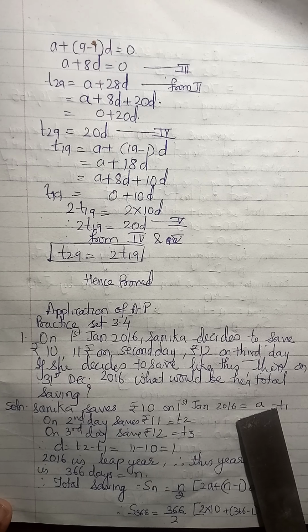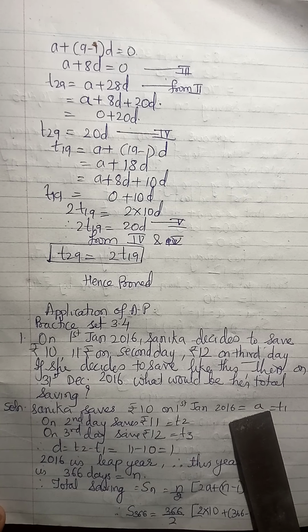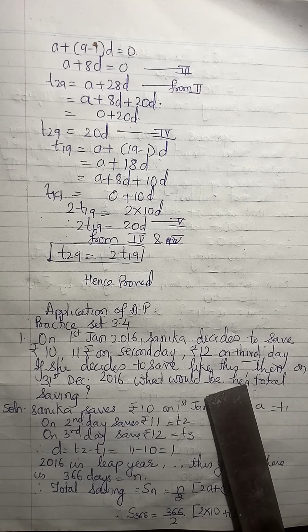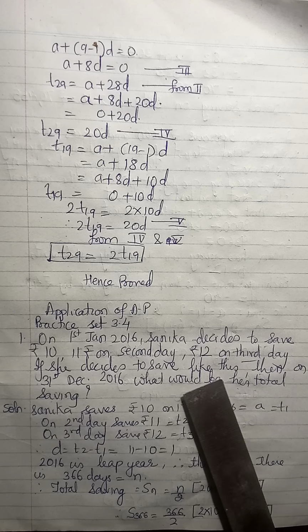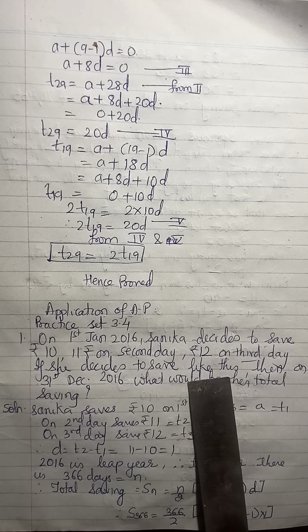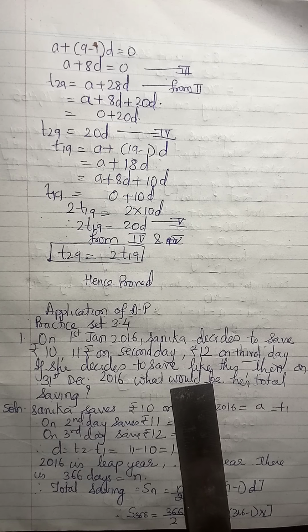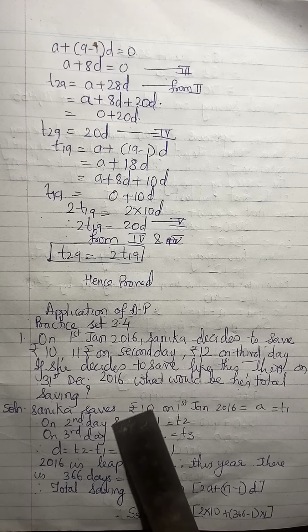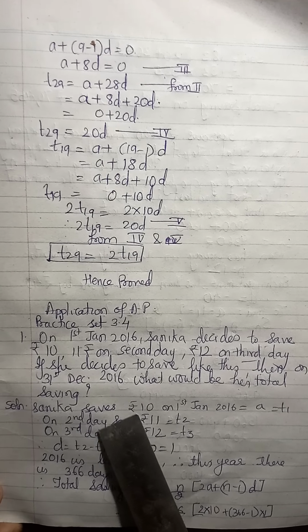That is, we have to find out SN, meaning after 1 year. Now 2016 implies what? Leap year. Leap year means February has 29 days. So if February has 29 days, how many days does the whole year have? 366 days. So we have n as 366 because it is a leap year.